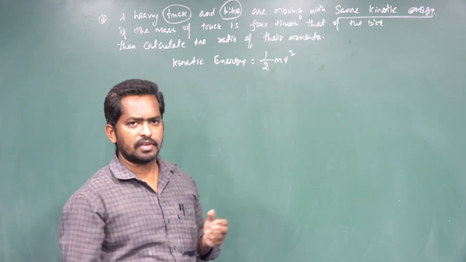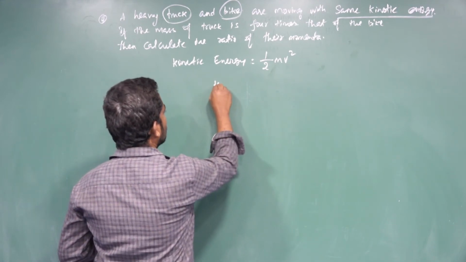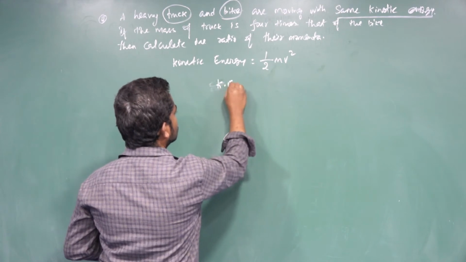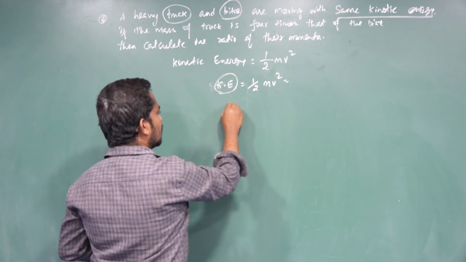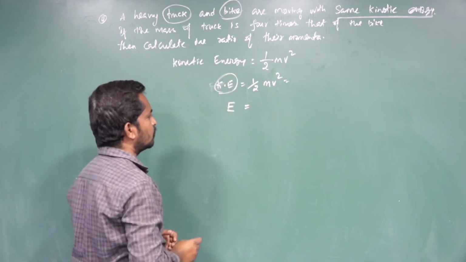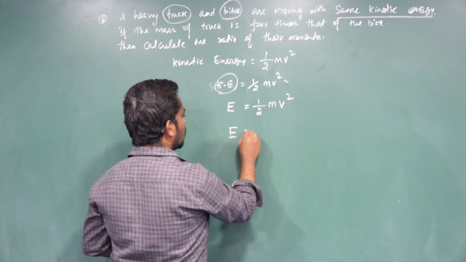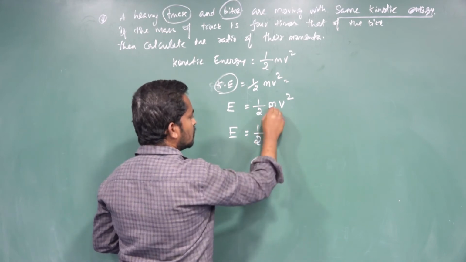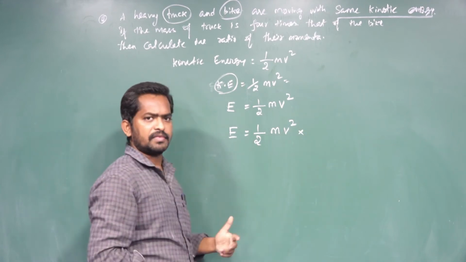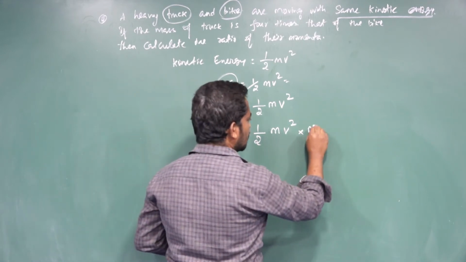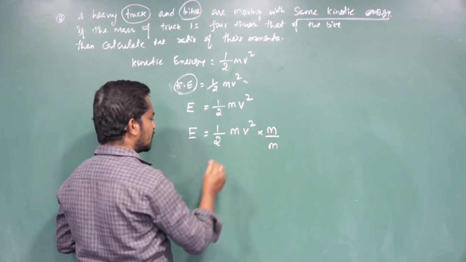What is the relation between kinetic energy and momentum? I want to get this from kinetic energy, which is half m v square, the general formula. So kinetic energy E is equal to 1 by 2 m v square, multiplied by m divided by m. There is no change in the values, so that's why we multiply by m divided by m.